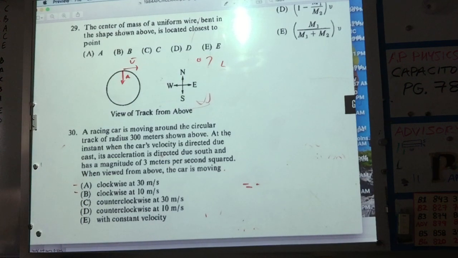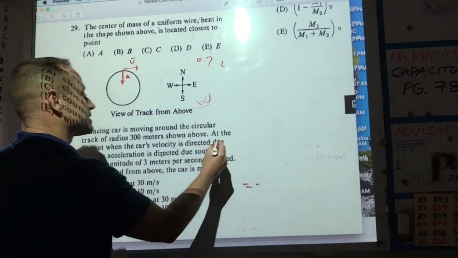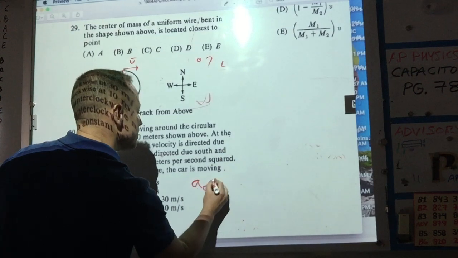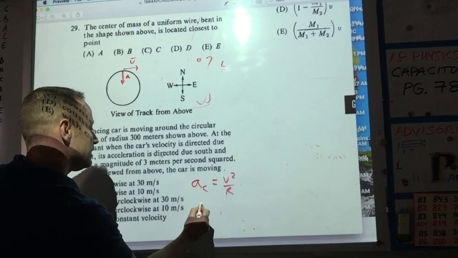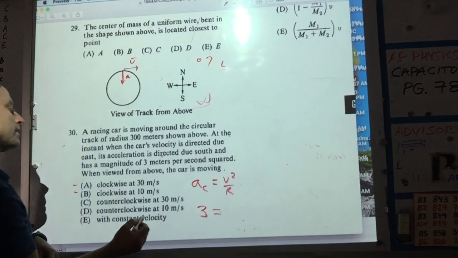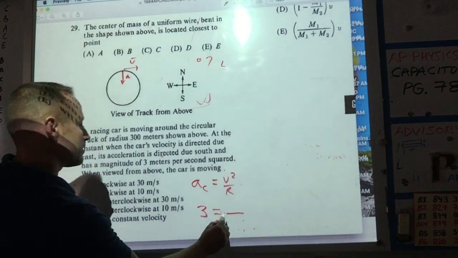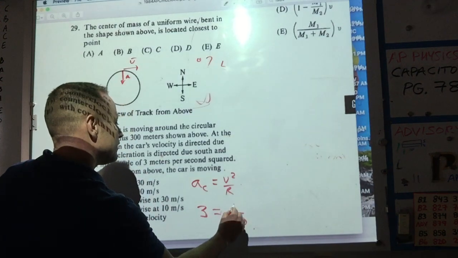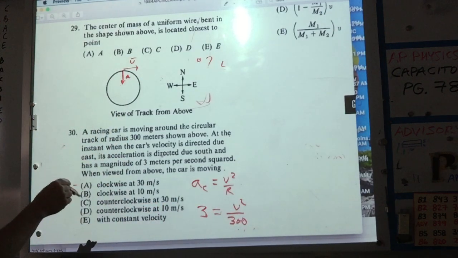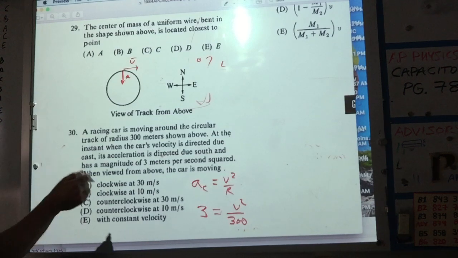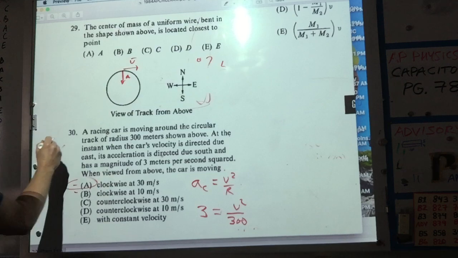And then the other thing is the centripetal acceleration, which is v squared over r. So the acceleration is 3, which equals v squared over, what was the radius of this thing? 300? So v squared is going to have to be 900. So v needs to be 30. So it looks like the answer is going to have to be A. So 30 is A.